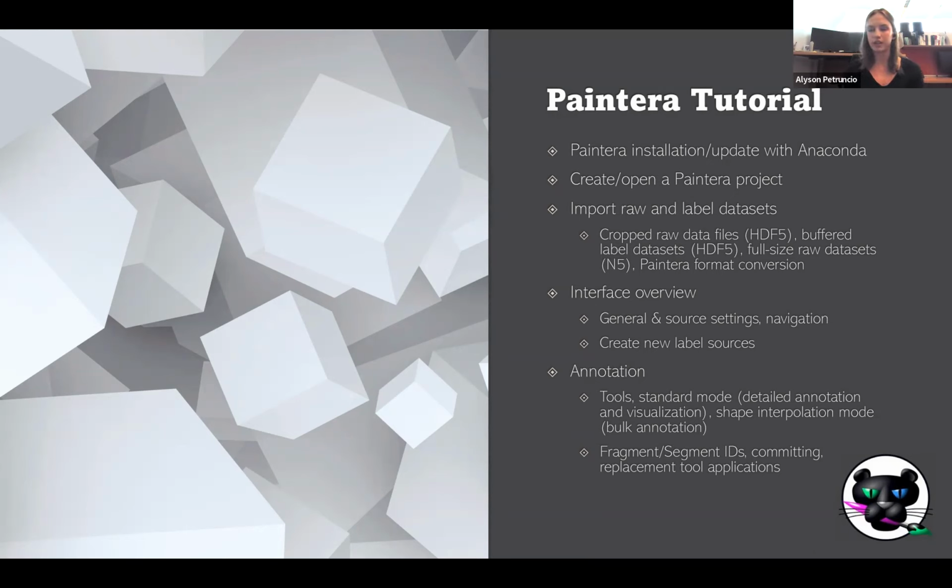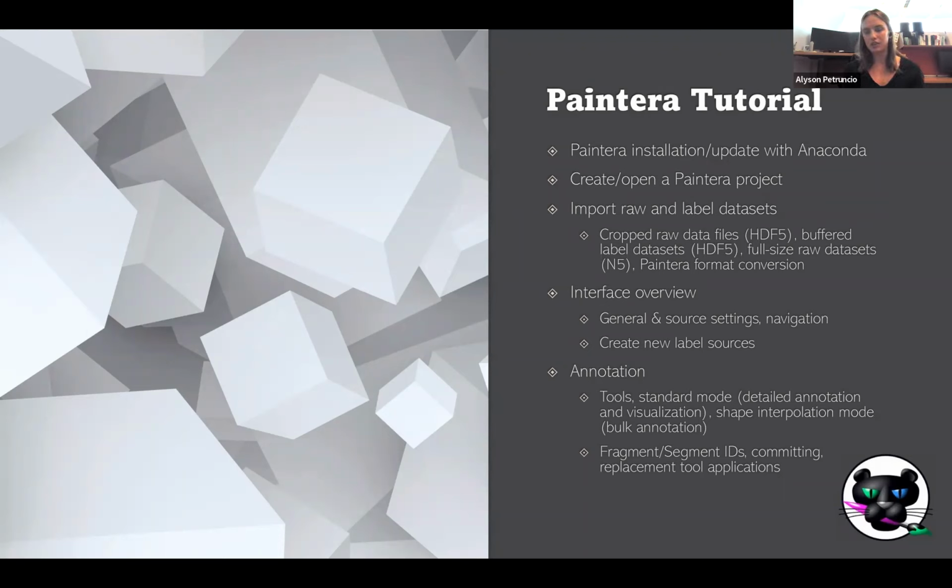Then we're going to do a quick interface overview, take a look at an empty Paintera project, see visualization settings, different source settings, both raw and label, and learn how to create new label sources. And then we're going to jump right into annotation. We're going to look at general tools, how they can be used in what I call standard mode, which is usually what you'd use for detailed annotation and visualization. And then we're also going to look at shape interpolation mode, which has changed and improved greatly with the last Paintera update, and that can be used for bulk annotation.